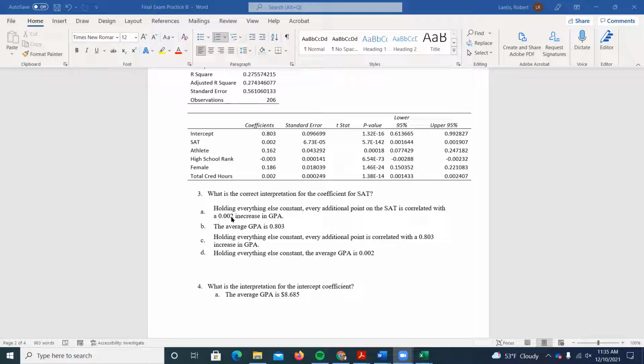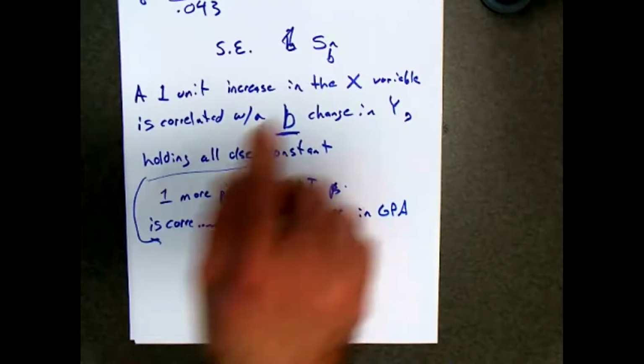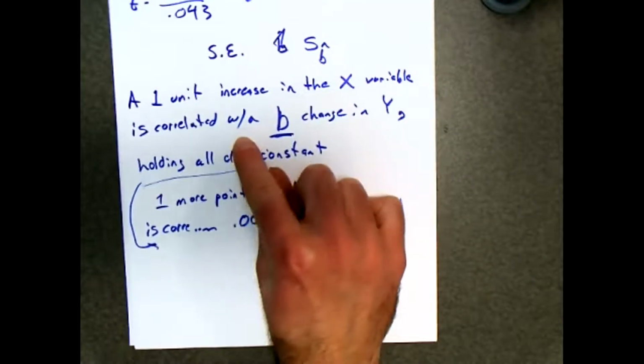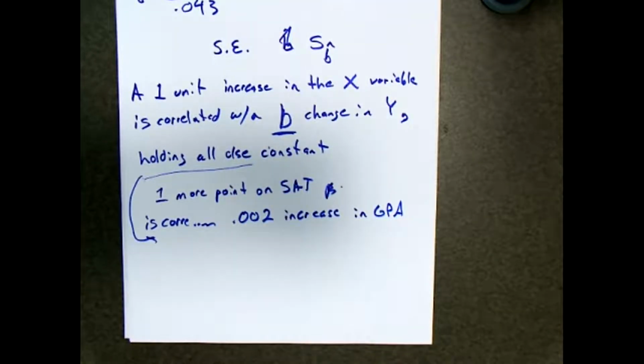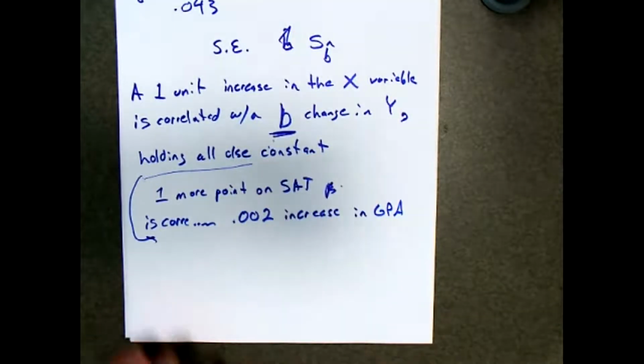But that's the general form, right? A 1 unit change in the X variable is correlated with, or would predict, that the Y variable changes by whatever value you see for that coefficient B or beta. Yep. Any other questions? We keep moving here.